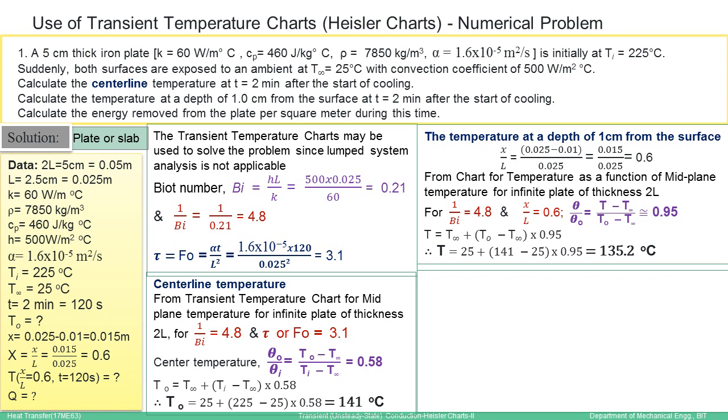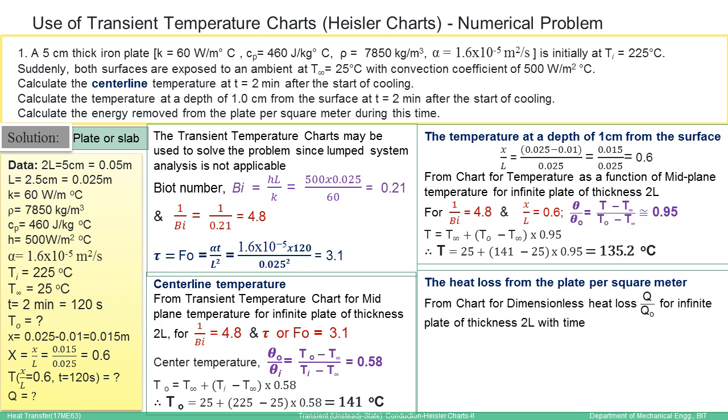So the next term to be calculated is energy removed from the plate, or the heat loss. We'll have to use the third chart from the list there for infinite plates, that is the dimensionless heat loss Q by Q naught for infinite plate of thickness 2L with time.